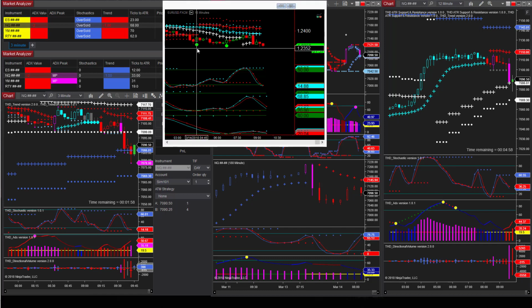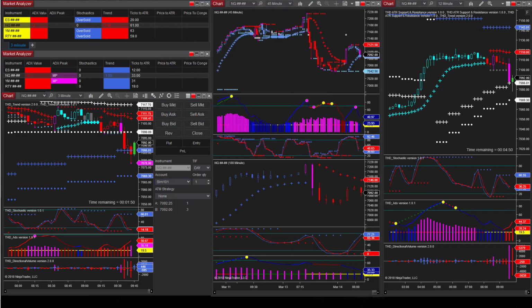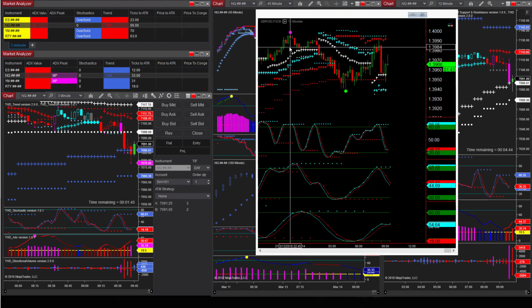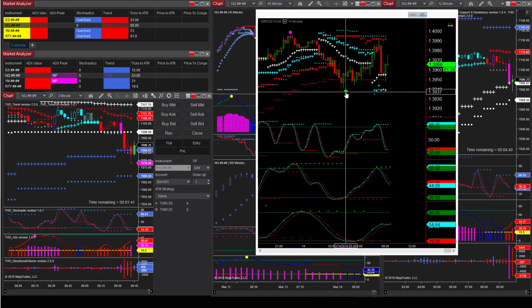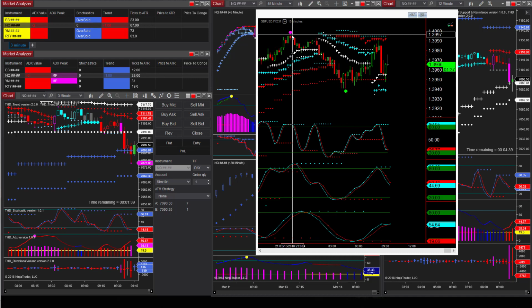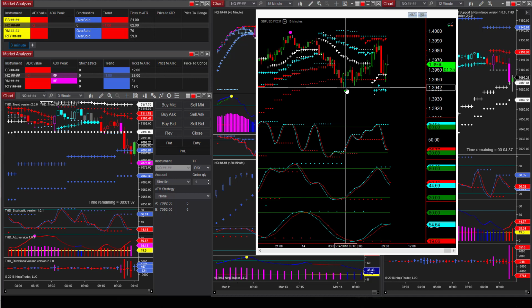Because you can see here, you had trend divergence, okay? And this just indicates that the market's going to go up. Same thing on the British pound, okay? Here you had trend divergence to the downside. Here you had trend divergence to the upside. These are easier because they're very specific.